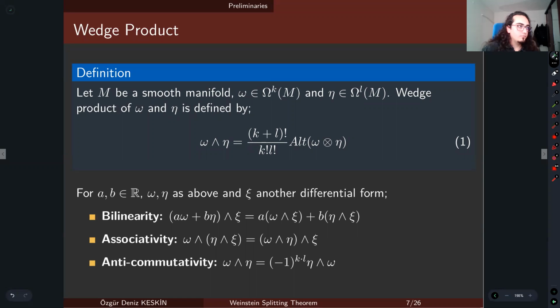And we can define the wedge product between k-forms. Here, suppose omega is a k-form and eta is an l-form. The wedge product of omega and eta is defined to be a constant depending on k and l times the alternation of omega tensor product eta, and the output of this product is a (k plus l)-form on the manifold. This product satisfies bilinearity, associativity, and also anticommutativity.